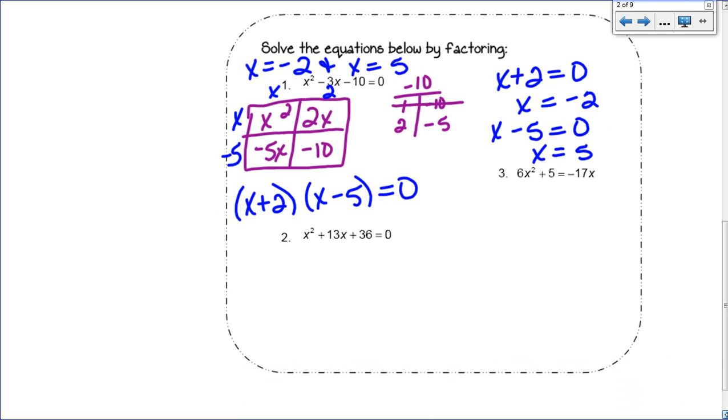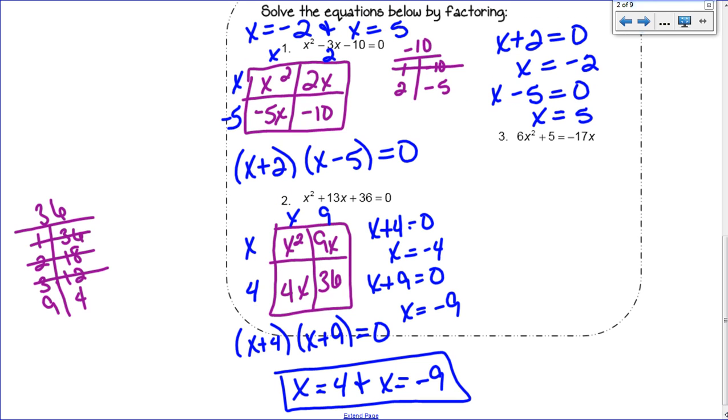I want you to factor number 2, find out what the 2 solutions are, come back and check your answer. Okay, so I factored my quadratic, and I got x plus 4 and x plus 9 are my 2 factors right here. And then I set them both equal to 0 and got that x equals negative 4 and x equals negative 9. And so my 2 answers are x equals negative 4 and x equals negative 9. Those are your solutions. I got that by setting my factors equal to 0.